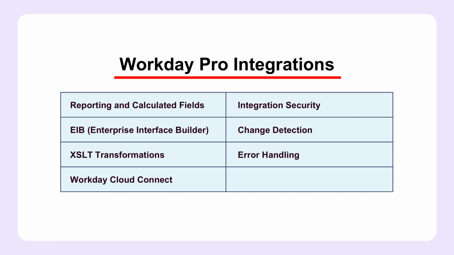Okay, so to begin our deep dive, let's lay out the foundational concepts, the essential tools we'll be navigating. When you think about Workday Pro integrations, you're really looking at key areas like reporting and calculated fields, the Enterprise Interface Builder, EIB, most people call it, very common for efficient data movement. Then there's XSLT transformations for shaping data, Workday Cloud Connect, the critical aspects of integration security, how to handle change detection, and of course, robust error handling. These are really the building blocks, wouldn't you say? They empower effective data exchange.